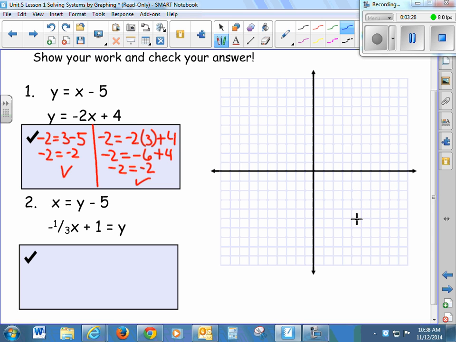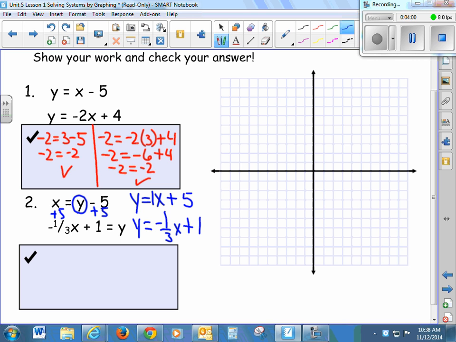Alright, for number 2, we have two equations again. The first one is not in slope-intercept form, so we need to isolate y first. Let's go ahead and do that. We're going to add 5 to both sides. So now y equals x plus 5. And in your second equation, it's already isolated. Y is by itself. So y is equal to negative 1/3 x plus 1.